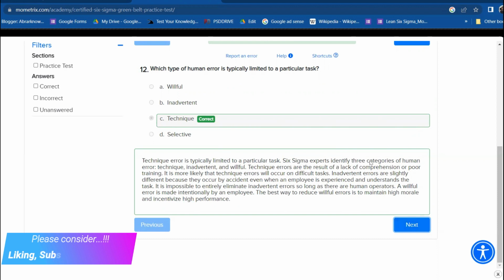So this is the technique error, because usually errors are typically limited to a particular task. Six Sigma experts identify three categories of human error: technique, inadvertent, willful. Technique errors are the ones that result from lack of comprehension, not understanding the tools, and so on.